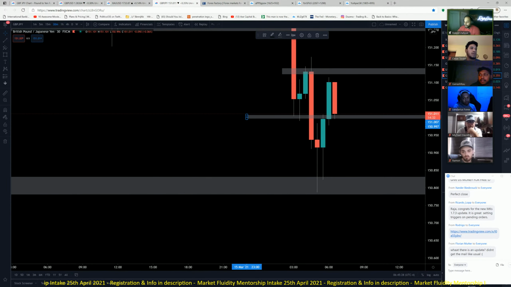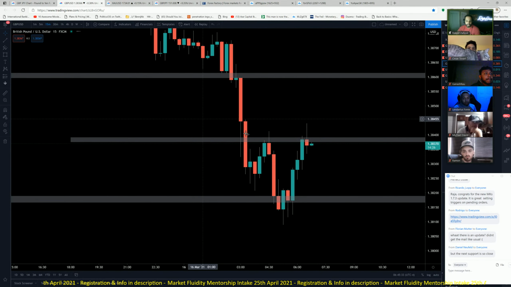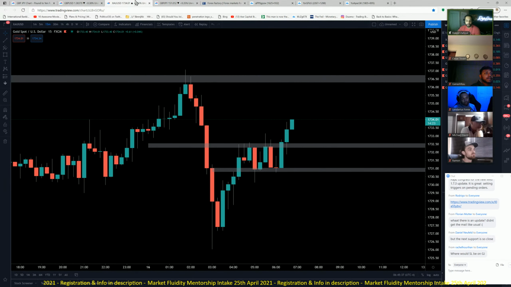Someone is saying I'm in GU buys. Oh, interesting. Interesting, because the candles closed below resistance, so I don't know if that's going to work out or not. But gold is also moving up over here. Should go to 1735 here on gold.